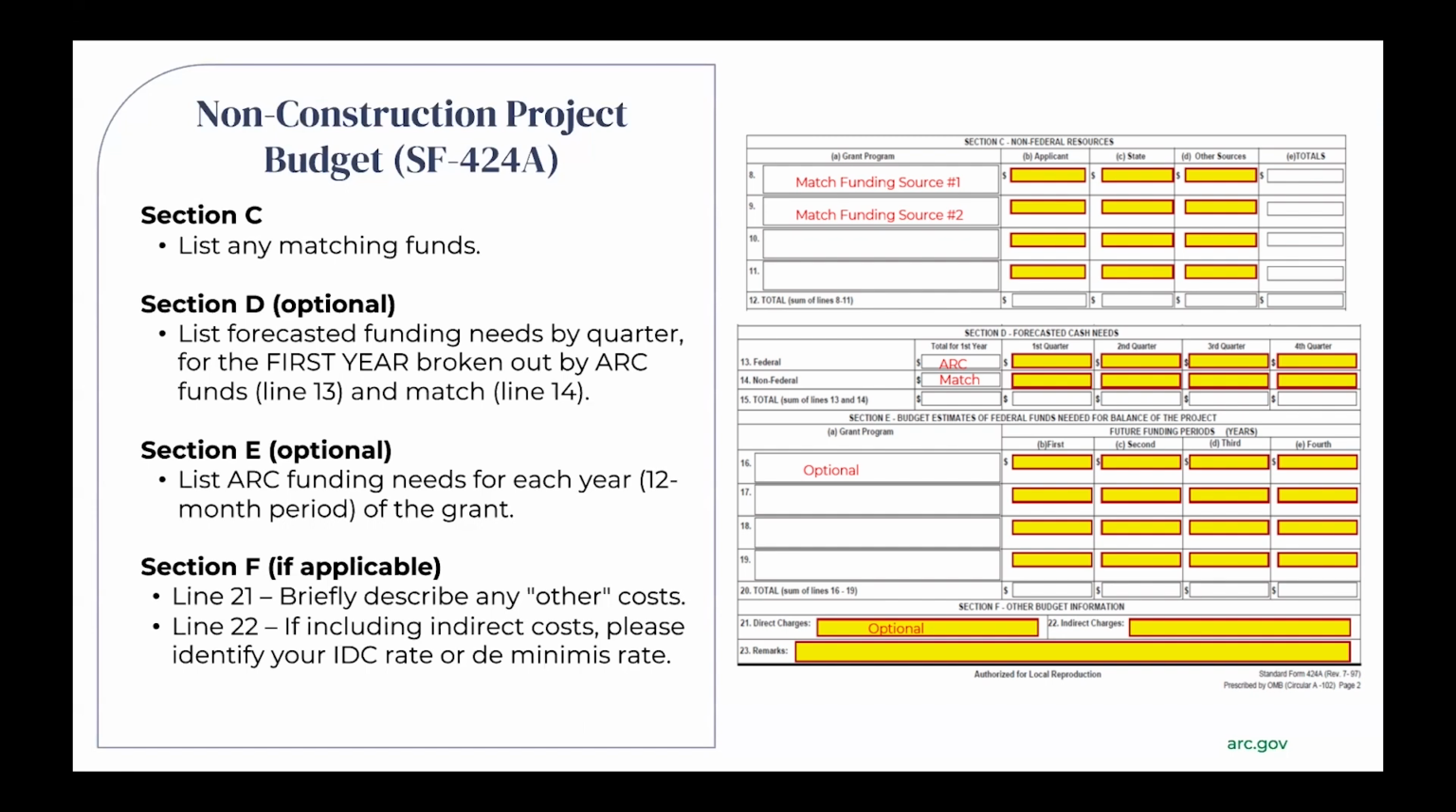Similarly, for Section E, you can put ARC funding needs per year for each year of the grant. In Section F, if including indirect costs or other costs, explain them and identify your indirect cost rate or that you're using the de minimis rate.